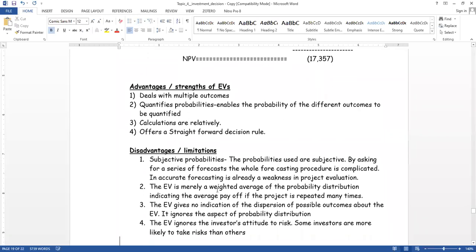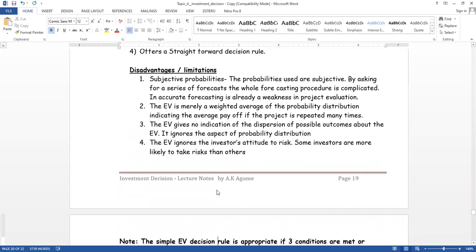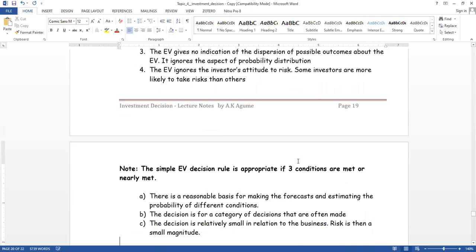Disadvantages, you know that these probabilities are subjective. They are subjective because sometimes you may find that the probability that you've assigned may not actually be right. Then the EV is merely a weighted average of the probability distribution, which indicates the average payoff if the project is repeated many times. So you can go through these advantages and disadvantages.